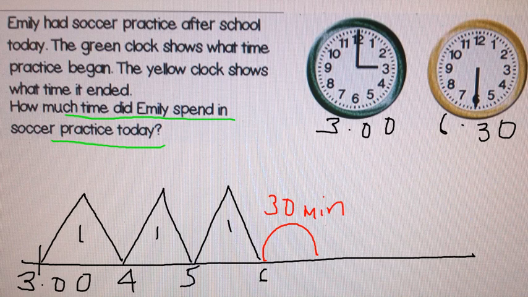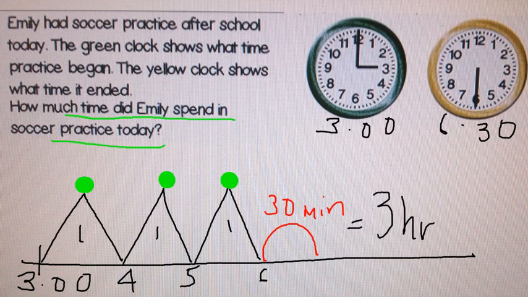My final task is to add up all the hours. Let's count together. 1 hour, 2 hours, 3 hours. So we have 3 hours and 30 minutes. That's the final answer.